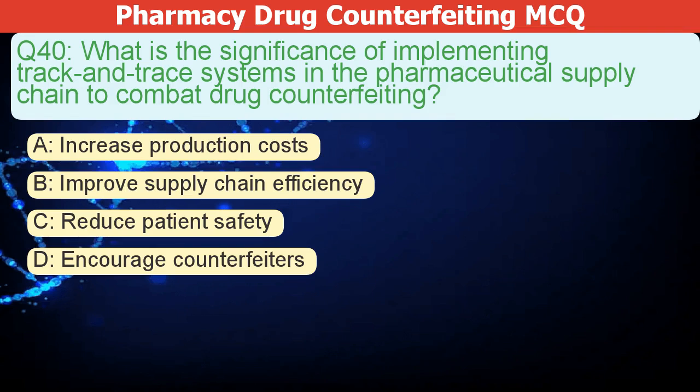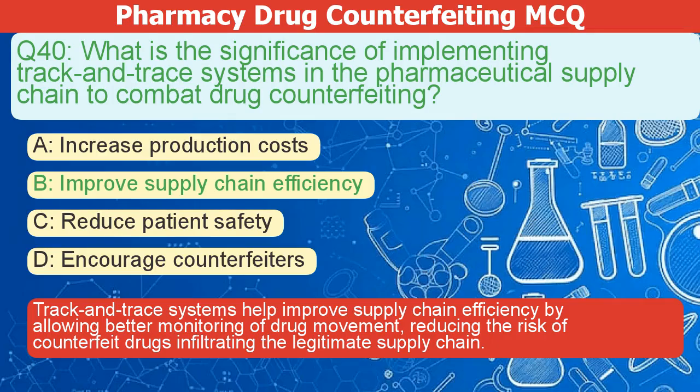What is the significance of using track and trace systems in the pharmaceutical supply chain to fight fake drugs? A. Increased production costs. B. Improved supply chain efficiency. C. Reduced patient safety. D. Encouraged counterfeiters. The correct answer is B. Track and trace systems help improve supply chain efficiency by allowing better monitoring of drug movement, reducing the risk of counterfeit drugs infiltrating the legitimate supply chain.